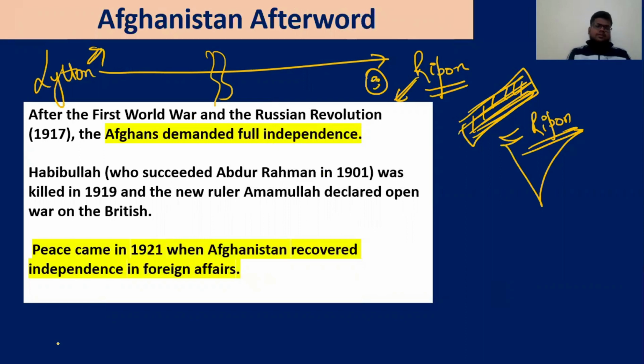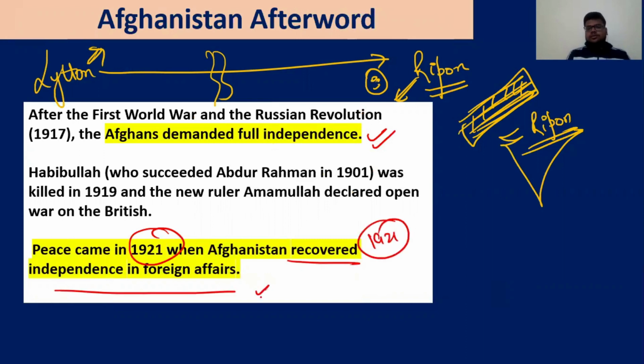Then after World War One, the Afghans demanded independence. They got independence in 1921. They recovered independence in their foreign affairs. Then the story of another Afghanistan starts, which leads finally to 1979 and the rise of the Taliban. So this is the whole Afghanistan, British Afghanistan story.